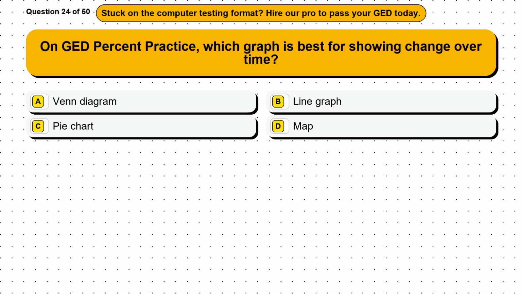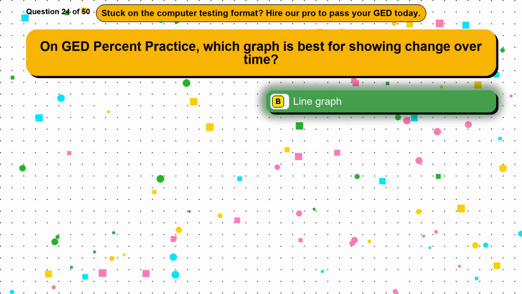Question 24. On GED percent practice, which graph is best for showing change over time? Option A, Venn diagram. Option B, line graph. Option C, pie chart. Option D, map. The correct answer is option B.